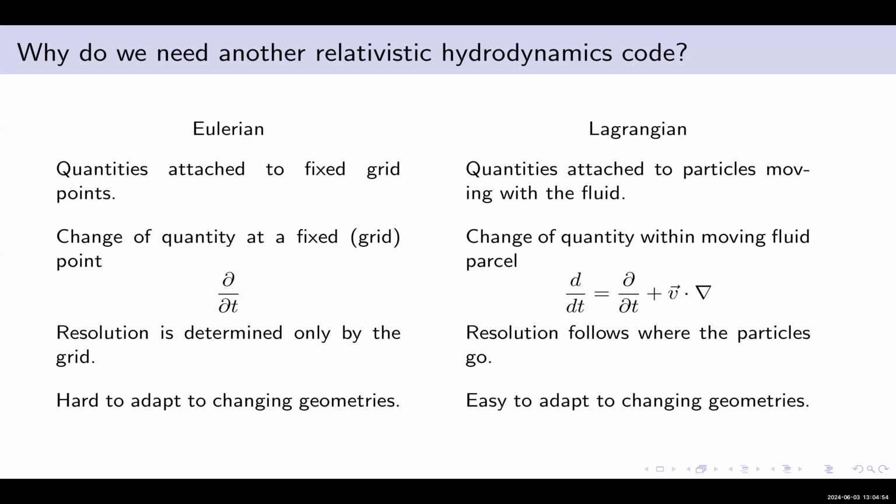Question: Does the trajectory of the particles, their accumulation at one point, give you a good idea where you want to refine? Yes, it does. So it can actually help you in determining where you want to put your grid. Our grid is not that dynamic yet, but in principle, you can.